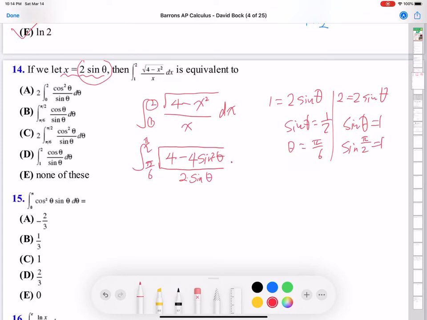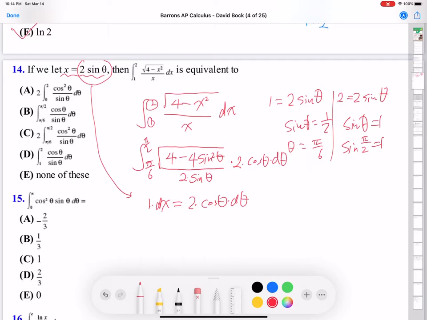So what does d theta equal? We're going to use differentiation. Use the equation x equals 2 sine theta. The left side derivative is 1 dx, which is equal to, what is the sine derivative? Cosine. 2 cosine theta d theta. So I change dx to d theta. So 2 times cosine theta d theta.